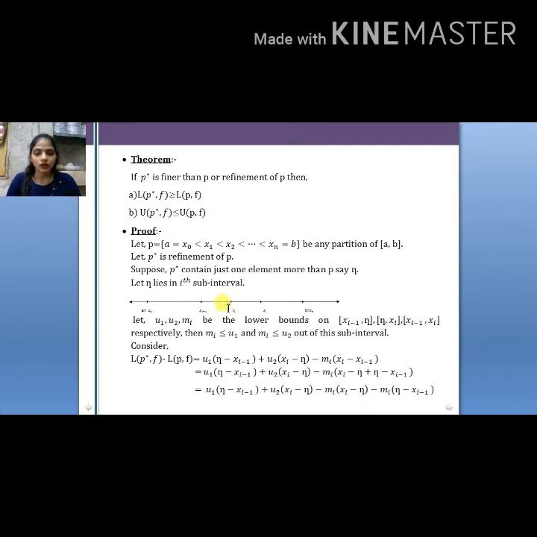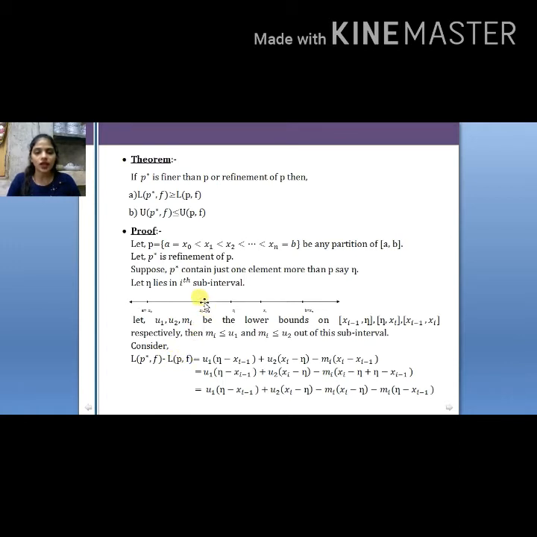Here u1 is the lower bound of the closed interval x_{i-1} to eta, and u2 is the lower bound of this. And by the definition of Riemann sum, it is the lower bound into the length of that interval. This is the lower bound of that interval, and the length of that interval is eta minus x_{i-1}. This is u1 into (eta minus x_{i-1}) plus u2 into (x_i minus eta), that is u2 into the length of that interval, minus LPF, that is the lower Riemann sum of f(x) with respect to the partition p.